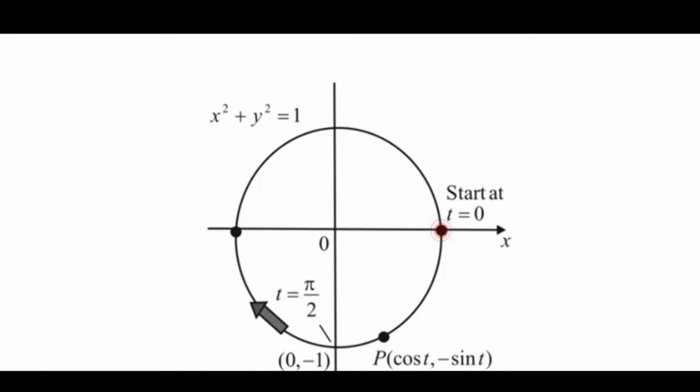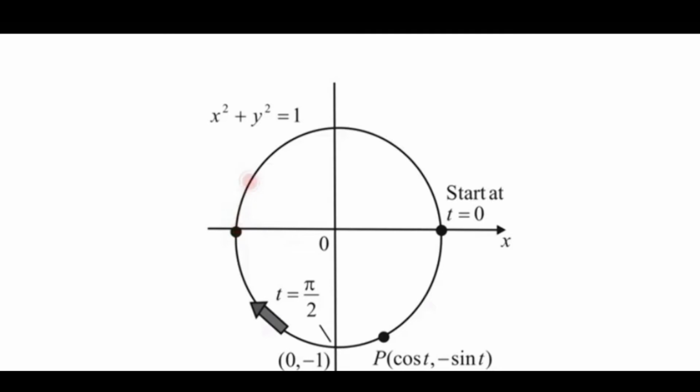When t is equal to 0, the point is (1, 0). As t increases up to pi by 2, the corresponding point moves down and to the left along the circle in the clockwise direction. When t is equal to pi by 2, we obtain the point (0, negative 1). When t increases from pi by 2 to pi, the corresponding point moves up and to the left along the circle in the clockwise direction. When t is equal to pi, the point is (negative 1, 0).